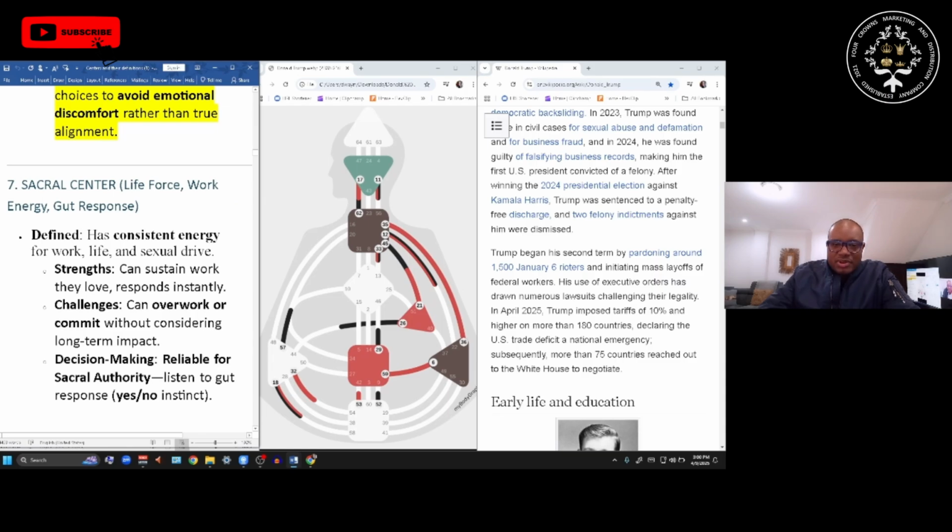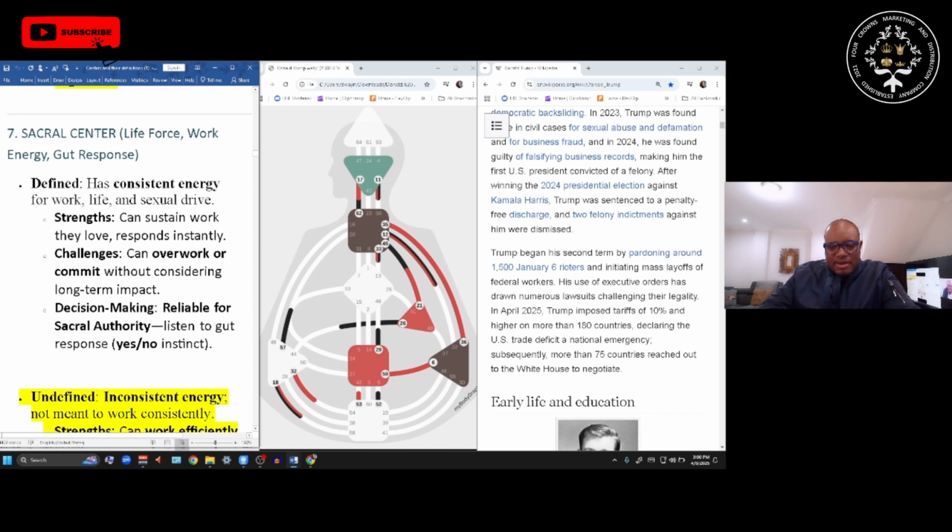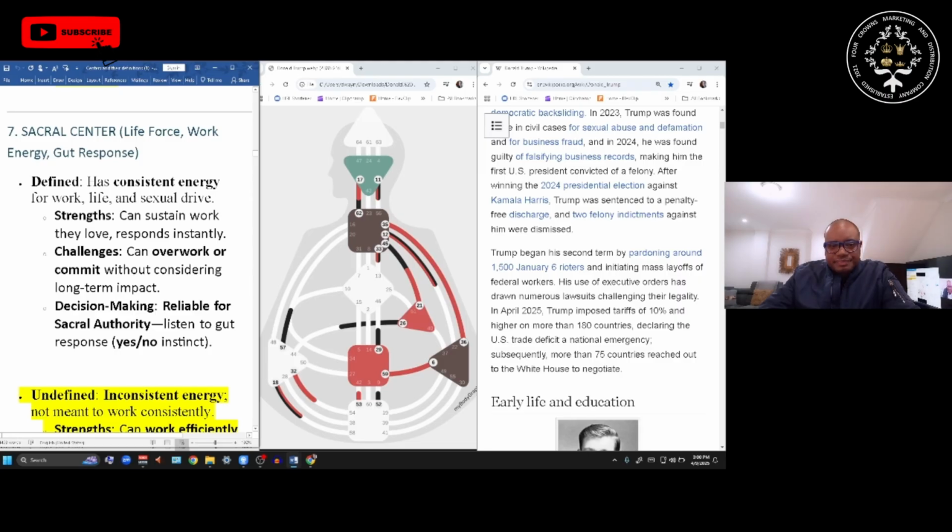If there's one thing I could tell you about Donald Trump, President Trump, it's a hard worker. I've heard reports that he doesn't sleep much, right? He's always consistently working. So he has consistent energy for work, life, and sexual drive. That probably would have gotten him into some trouble there. Can sustain work they love, responds instantly. Challenge can overwork or commit without considering long-term impact. And reliable for sacral authority, listen to gut response, yes or no instinct. So he has that defined there, etc., etc.